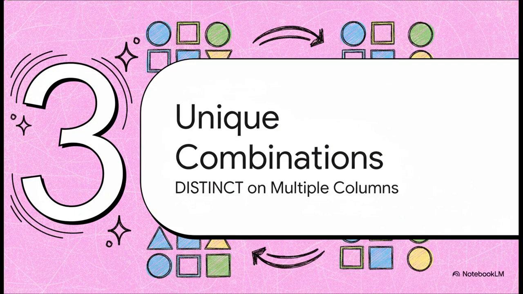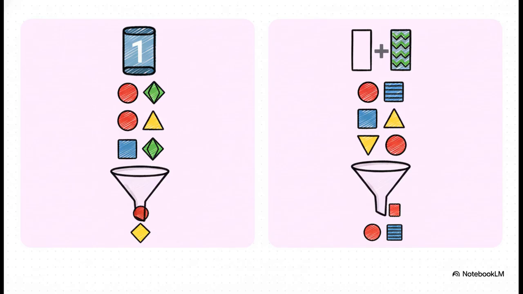Okay, so we've got single columns down. That's pretty cool. But what if you want to find unique pairs of data? Well, we can totally do that. Let's level up and see how distinct works on multiple columns at the same time. This slide really breaks it down well. On the left, we saw that distinct on one column gives us a list of unique categories.